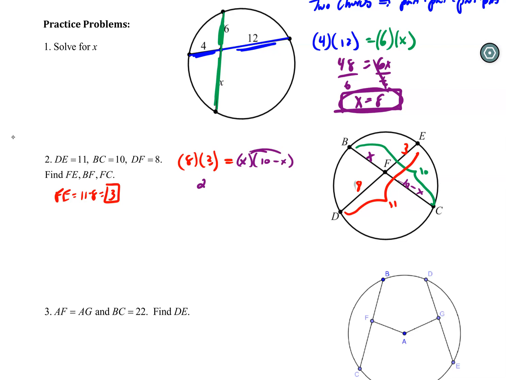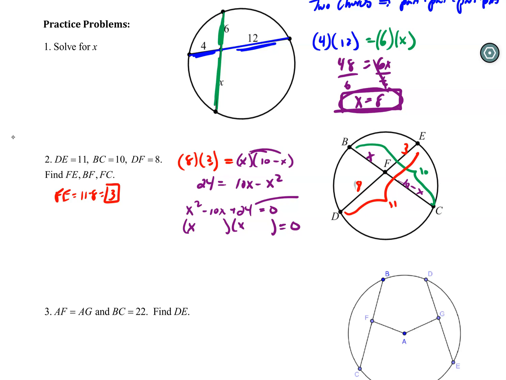So I've got 24 is equal to 10x minus x squared. I would move everybody to the left. So if I add that over, I get x squared. Subtract this over, I get 10 minus 10x. 24 stays on that side, all equal to 0. I can now factor, right? X. I want the factors of 24 that are going to add or subtract to get me 10.